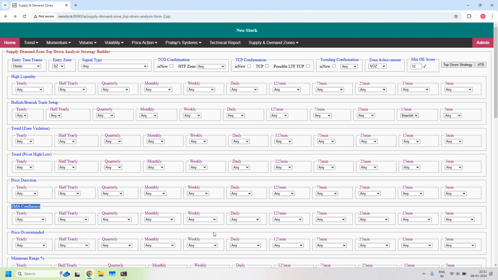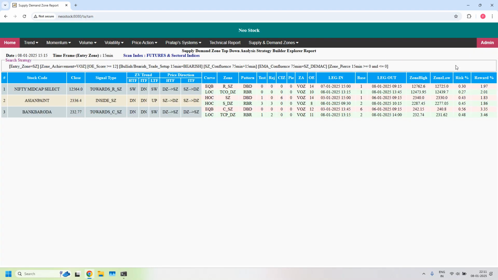In the EMA confluence at the 75 minute time frame, because the 15 minute supply zone is part of the 75 minute supply zone, that's why we are setting the filter 75 minute supply zone with daily EMA confluence. Let's filter. We got 3 stocks. These 3 are even more high probability trade setup supported supply zones.